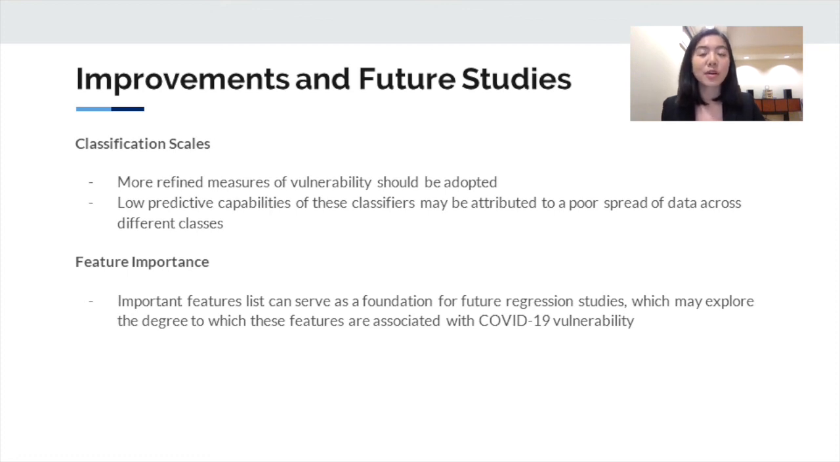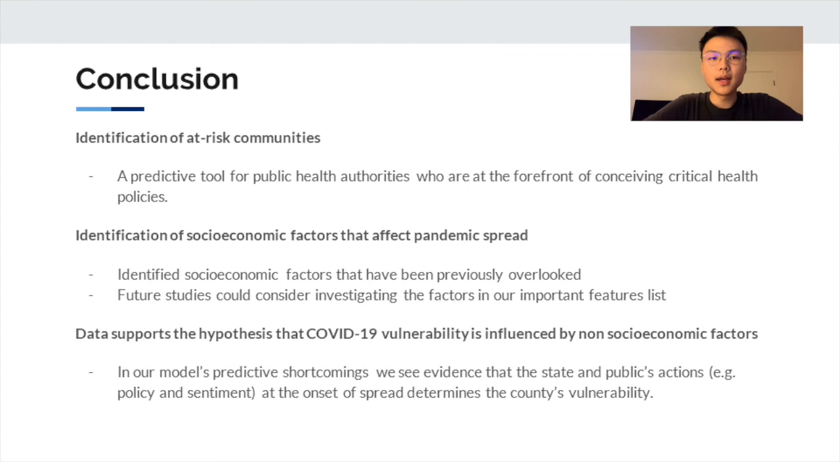Finally, perhaps the most pertinent avenues of future study lie in the feature importance lists. The features on this list can serve as the basis of future regression studies, which may explore the degree to which these features associate with COVID-19 vulnerability. As the coronavirus continues to impact the world, the need for novel predicting methods to get one step ahead of the disease has never been higher. This study has established the groundwork for a powerful predictive tool for public health use to identify at-risk communities, both for this pandemic and future pandemics.